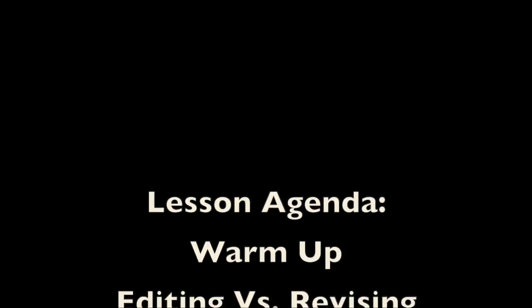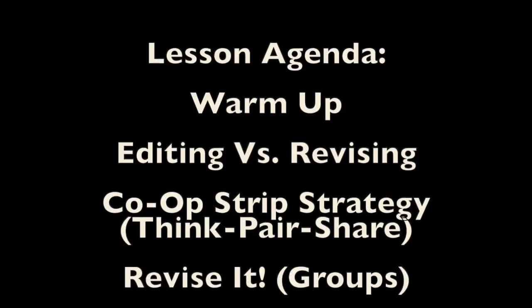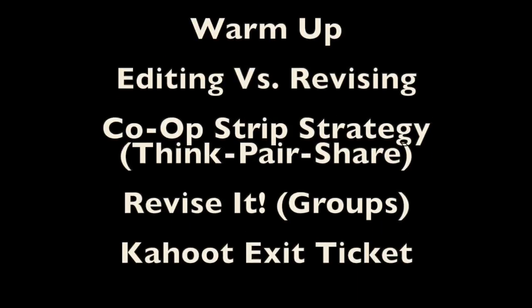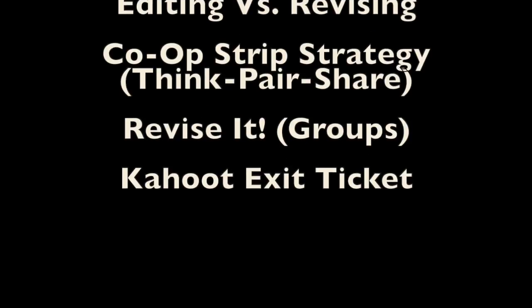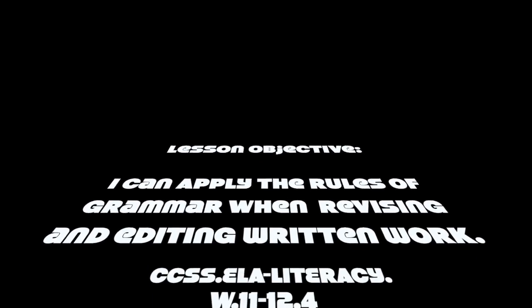This lesson will help us improve our written work to show the difference in our writing after using the co-op strip revision strategy. In this lesson, we will do a warm-up, then we will review the difference between editing and revising. We will do a think, pair, share on our co-op strip strategy after we learn about it. We're going to work in groups, and then we'll do a Kahoot exit ticket. Our objective for this lesson is to apply the rules of grammar when revising and editing written work.